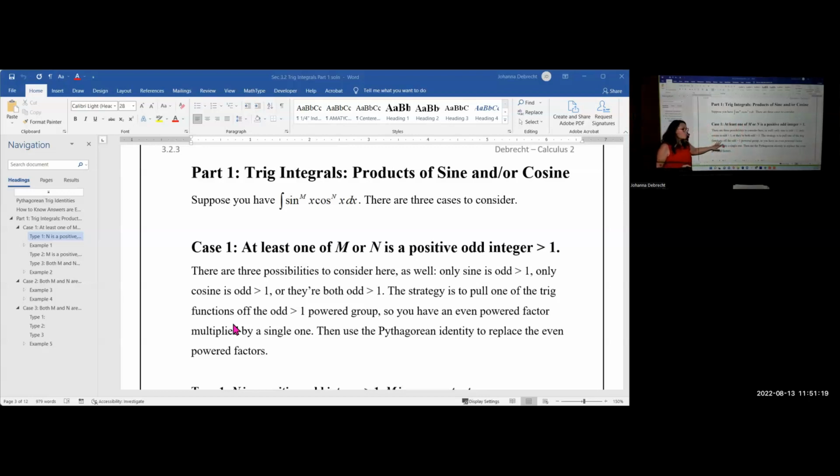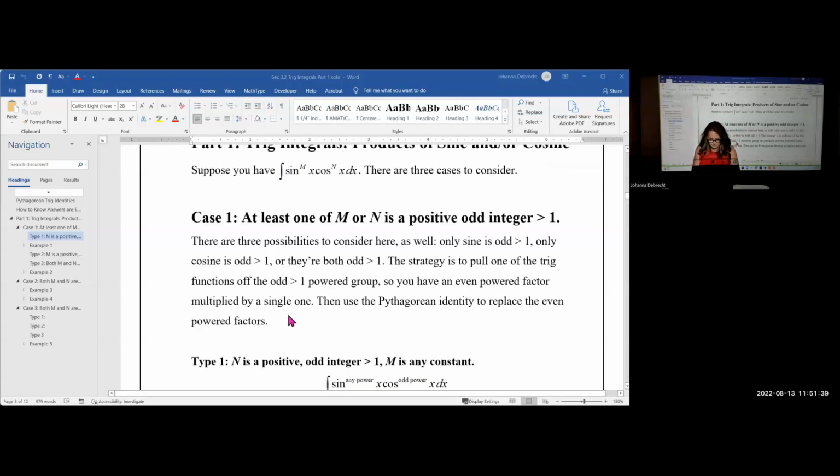So that's going to be our strategy. We're going to take one of the ones that has an odd power greater than 1. We're going to pull exactly 1 away, so that what's left is an even power. Then we're going to use the Pythagorean identity, and we're going to replace the even-powered factors using the Pythagorean identity, sine squared plus cosine squared equals 1.